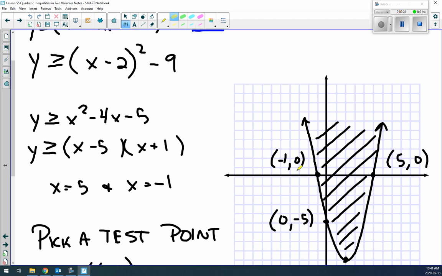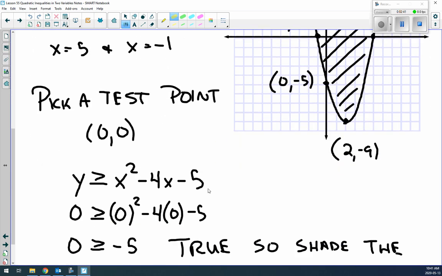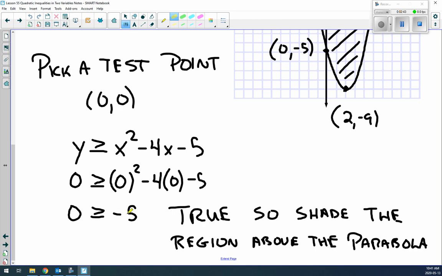So we can actually graph the whole thing. Solid line because it's greater than or equal to. Pick a test point. What are you going to pick? (0, 0). Hey, it's a nice, easy test point. (0, 0) is often easy to work with because you can do the math without a calculator. So plug it in.